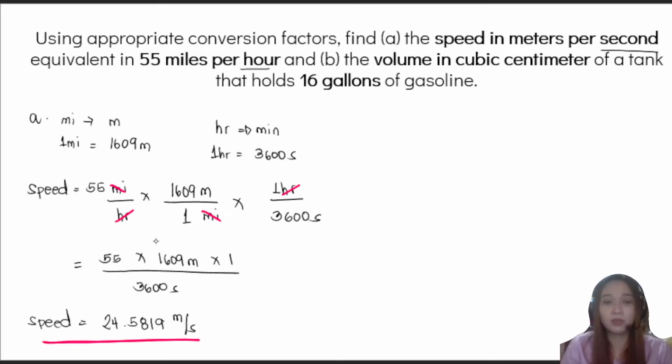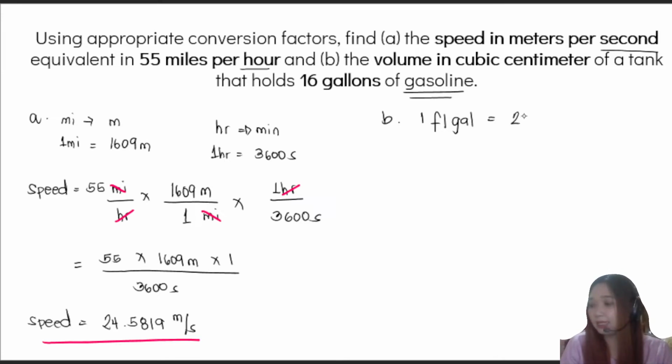How about question B? We have to convert the volume in cubic centimeters of a tank that holds 16 gallons of gasoline. Okay, so we have to first find the conversion factor of gallons to cubic inches. Since what we are looking for is gasoline, and gasoline is a kind of fluid, 1 fluid gallon is approximately equal to 231 cubic inches.